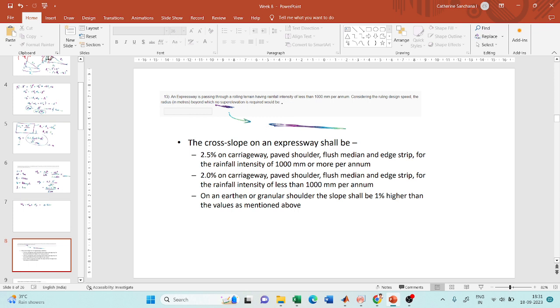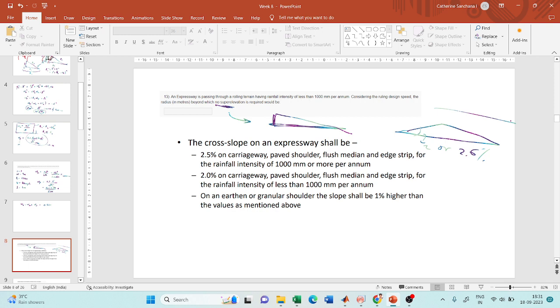You should provide a minimum super elevation of gradient equal to its camber. We saw camber, right? And we saw that it is 2% or 2.5%. When they say no super elevation is required, it doesn't mean that your road has only camber or is perfectly flat like this. It means that you have to provide a minimum super elevation equal to its camber.